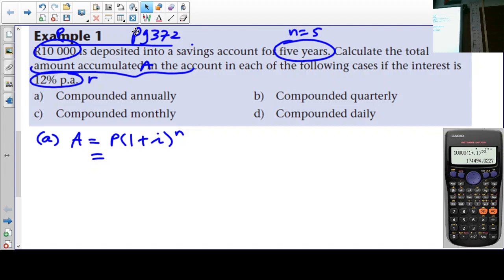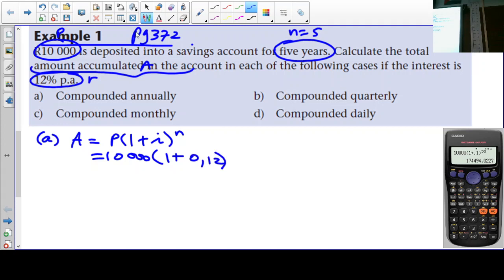Right, so what do we get? What's your P value? 10,000 into 1 plus what? 0,12 to the exponent? 5. That gave us what? 17,600 and? Comma? 42. You guys understand? Let's look at B.